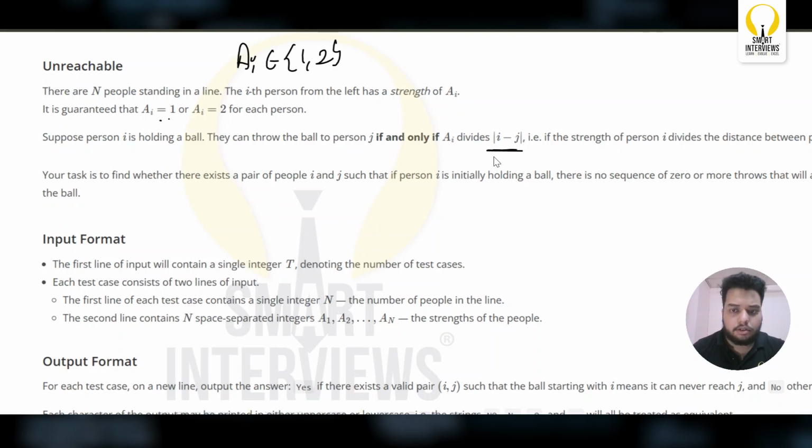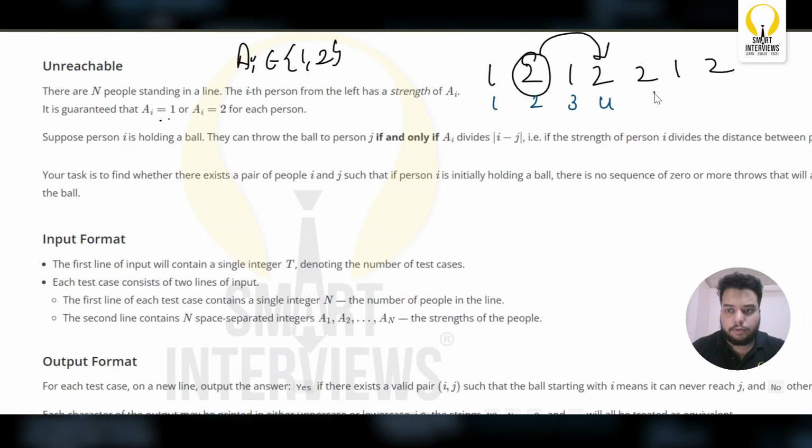That means if a person having some strength like this wants to throw a ball, he can throw to this person. Why? Because if I write the distance 1, 2, 3, 4, 5, 6, 7, what is the distance between 2 to 4? It's 2. So they can pass the ball to here. And if I ask you, can he pass the ball from 2 to 5? No, the distance is 3. So it is not possible to pass a ball here.